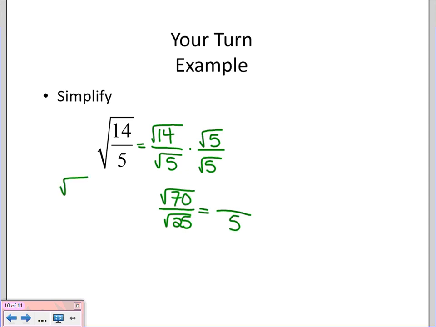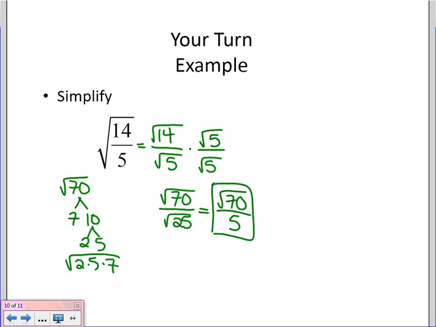So we come over here and we rationalize square root of 70. And we get 7 times 10, 2 times 5, 2 times 5 times 7. There are no pairs, so we just multiply it back together and we get square root of 70 over 5.